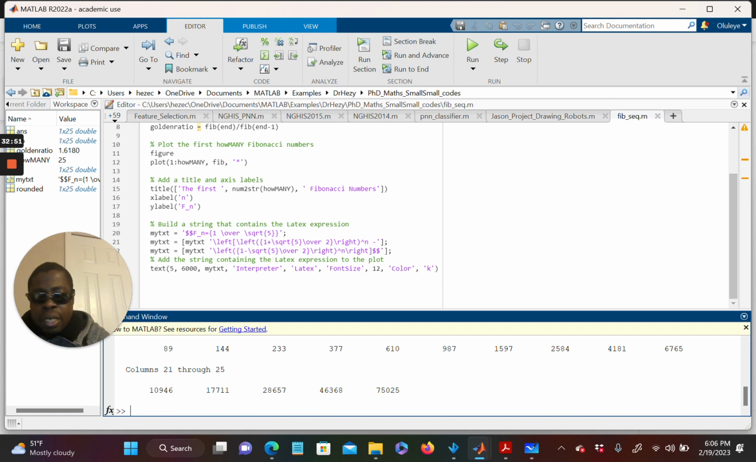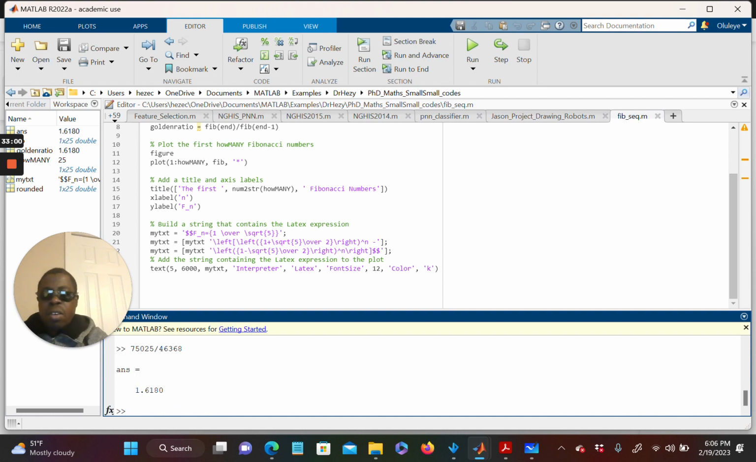Let's see that. 75025 divided by 46368. Look at what I got. That is the golden ratio. Remember, this is what? Tn divided by Tn minus 1.